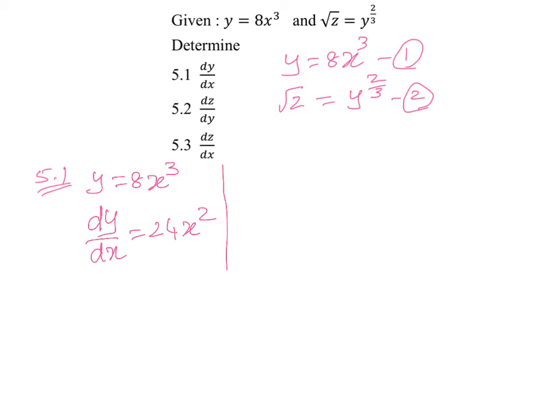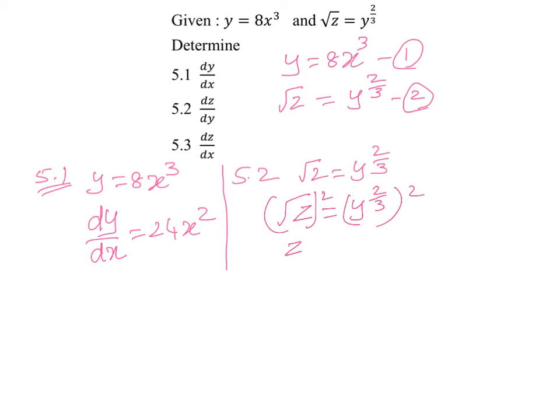Now let's do 5.2, which the question says is dz over dy. Therefore, the equation that connects z and y is number 2. So I have to make z the subject of the formula. So that is the key here now. It says root z is equal to y to the power of 2 over 3. That means I have to square both sides. So squaring both sides, I get z is equal to y to the power of 2 over 3 times 2. So I get z is equal to y to the power of 4 over 3.